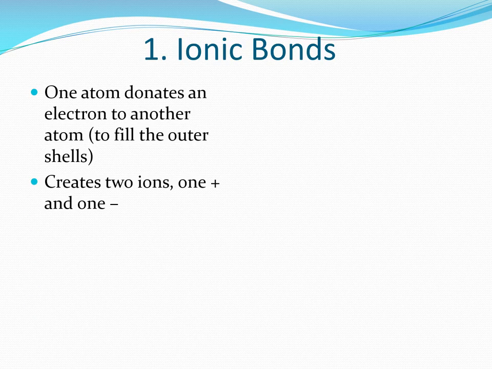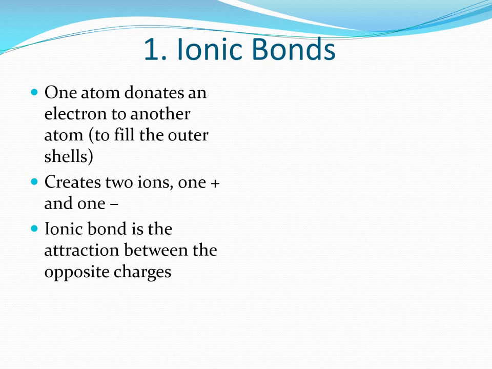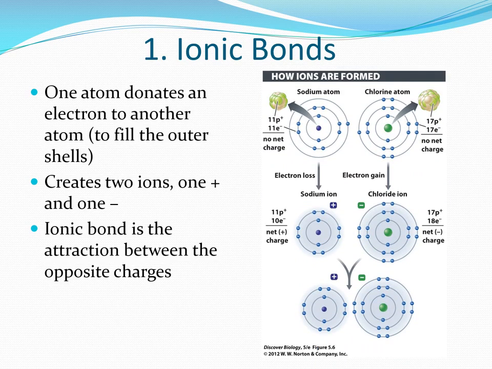So it creates two ions, one positive and one negative, and these ionic bonds are actually attracting their elements together. You can see this here because the sodium atom is giving up one of its electrons, and the chlorine atom is gaining one. And when the two of them come together, they have a net charge of 0. They fill their outer orbitals, and they have a really nice attraction between the two of them.